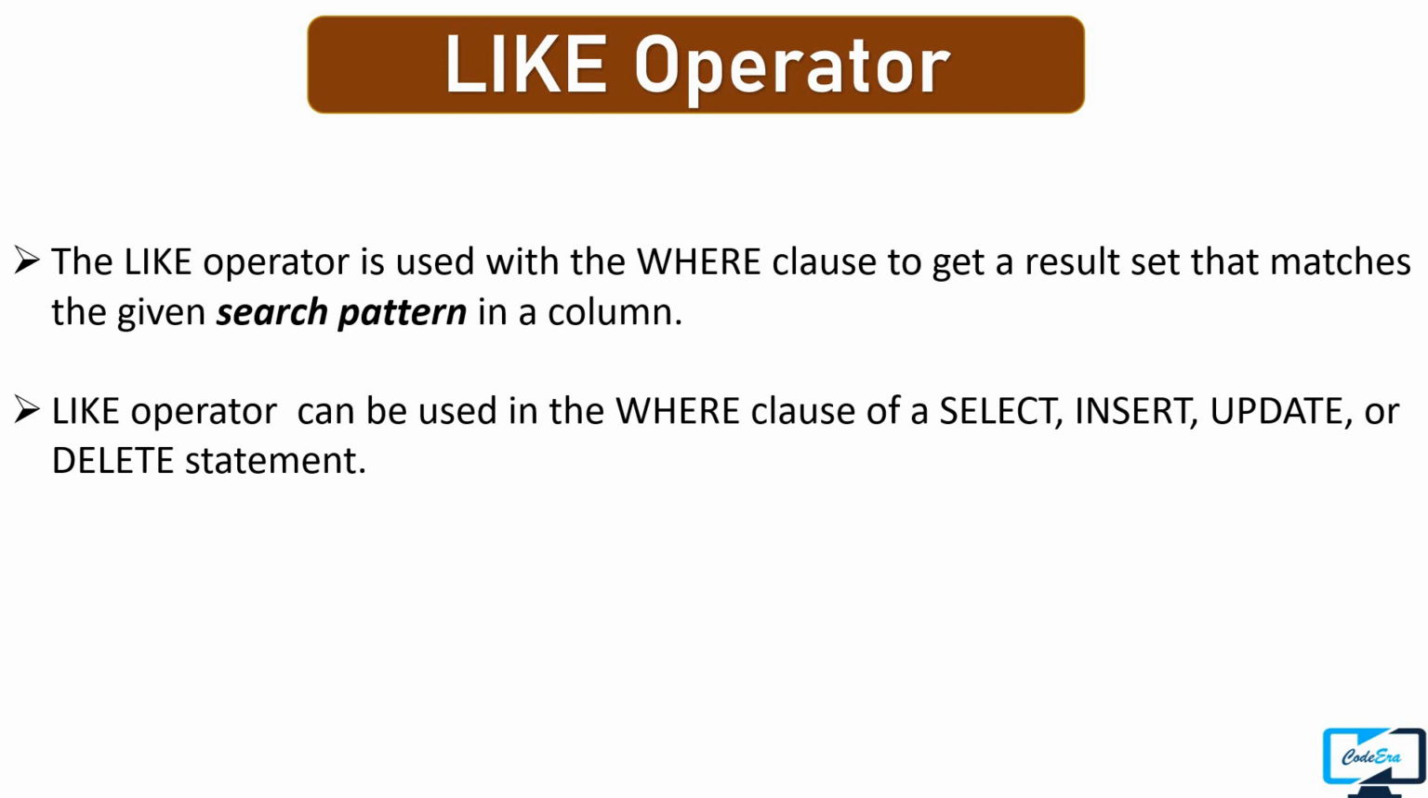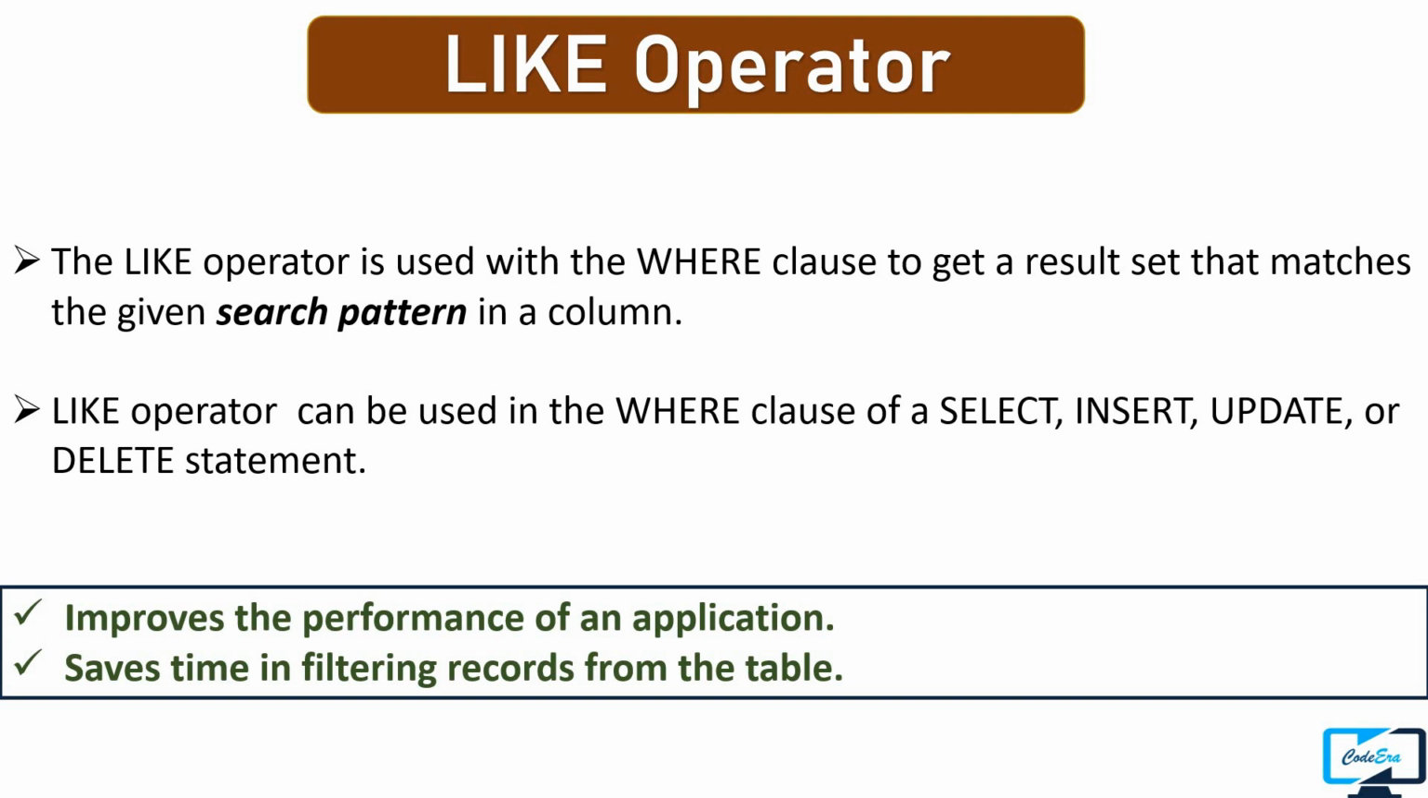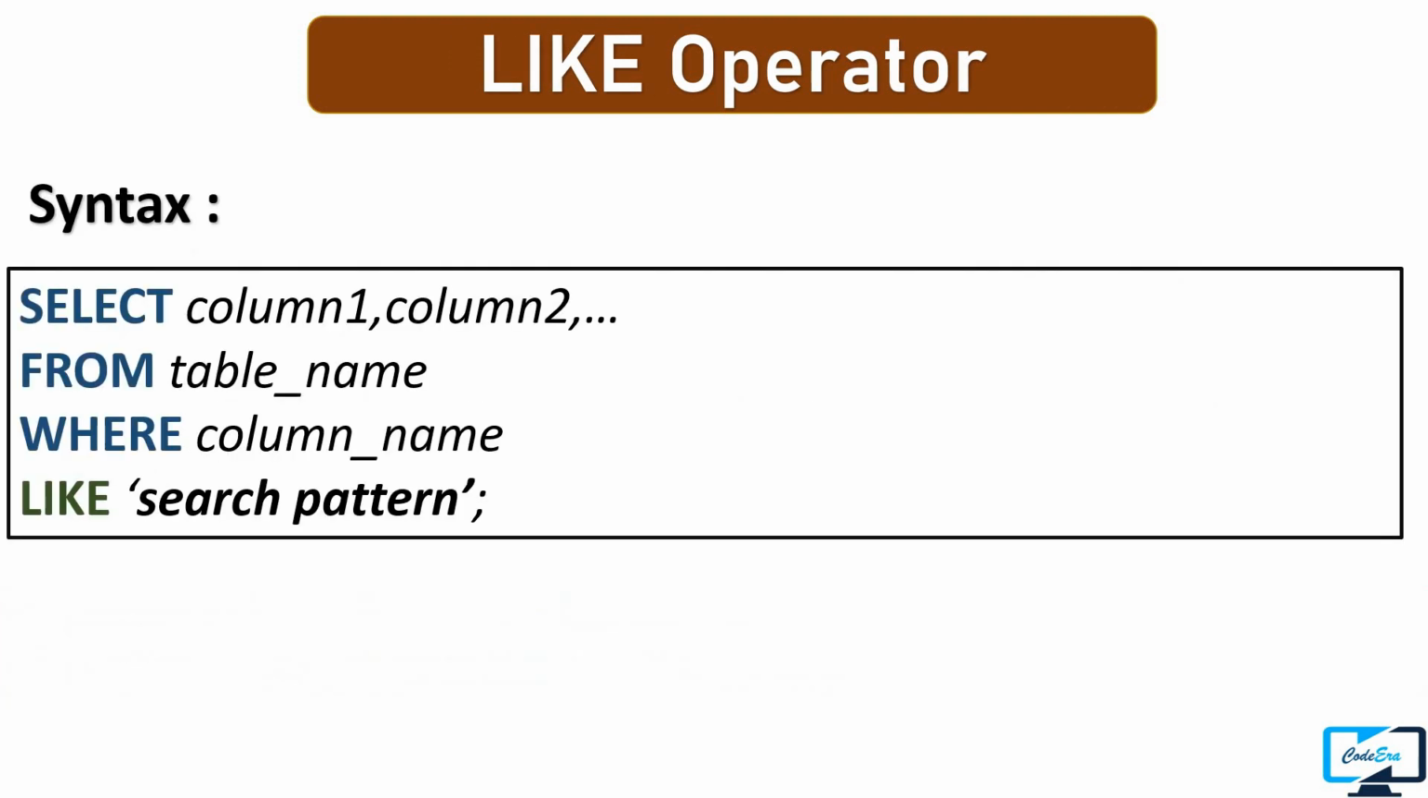The advantage of using the like operator is that it improves the performance of our application, and it also saves time in filtering records from the table. So our application works in a more efficient way, and with the help of the like operator we can easily and quickly solve complex queries. This is the general syntax to use the like operator. In the where clause we specify the column name on which we want to apply the like operator. After the column name we write the like keyword, and in single quotes we define our search pattern. Now the question is, what is a search pattern?